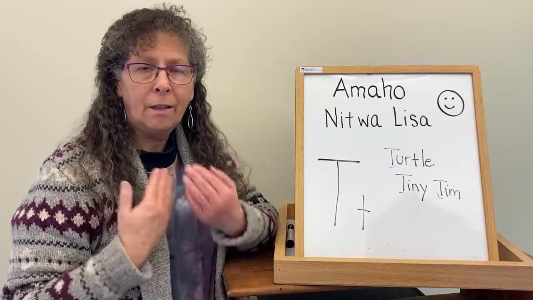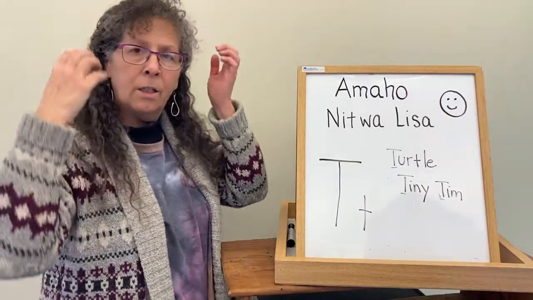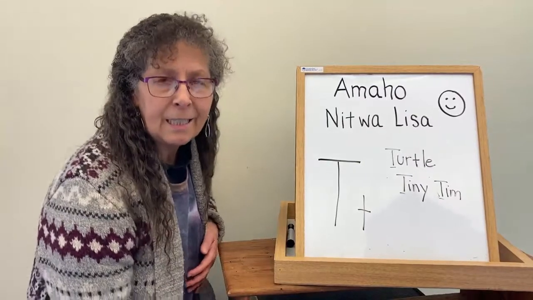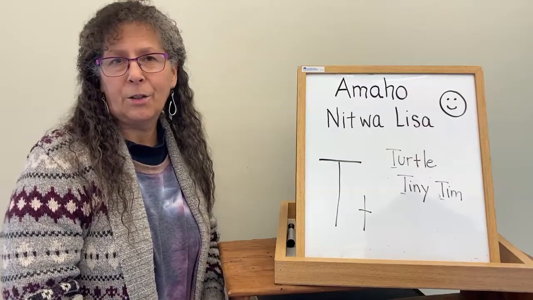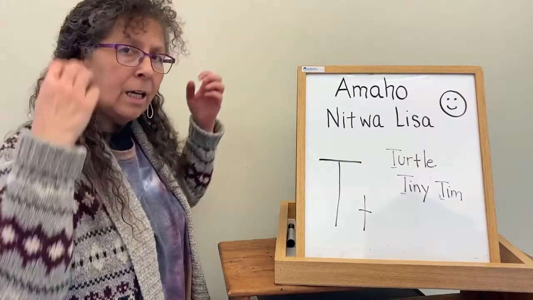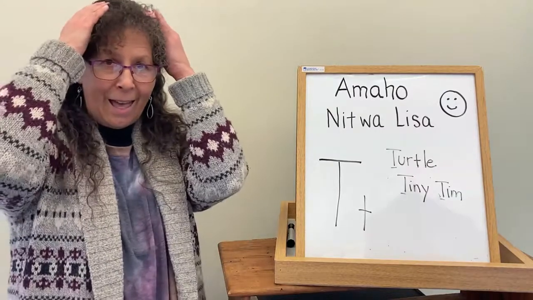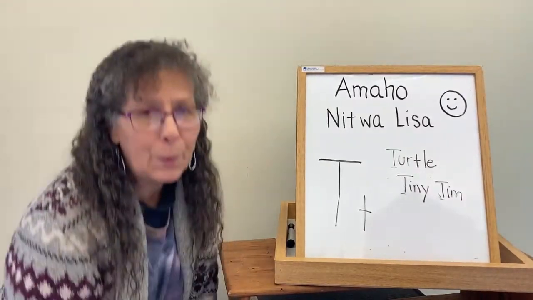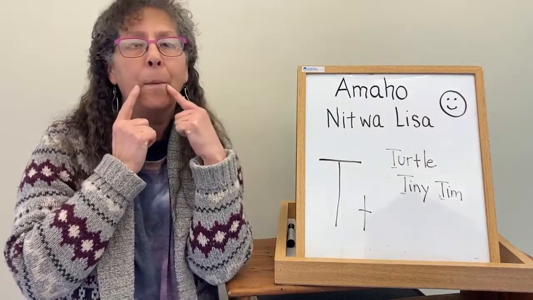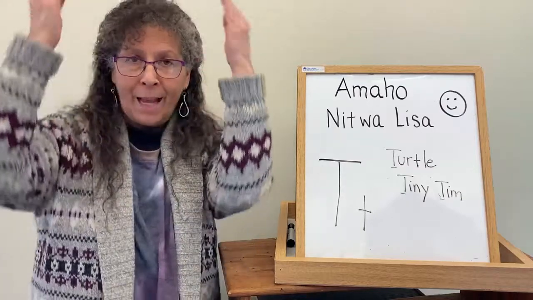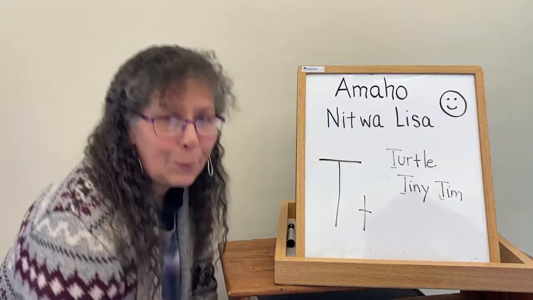Another song that I would sing in English is head, shoulders, knees, and toes, because toes starts with the letter T. Head, shoulders, knees, and toes, knees and toes. Head, shoulders, knees and toes, knees and toes, and eyes and ears and mouth and nose. Head, shoulders, knees and toes, knees and toes.